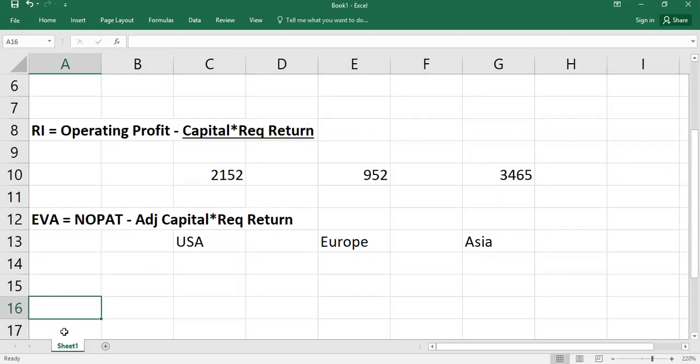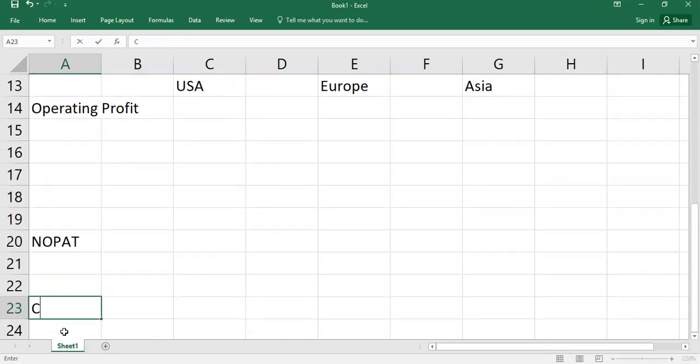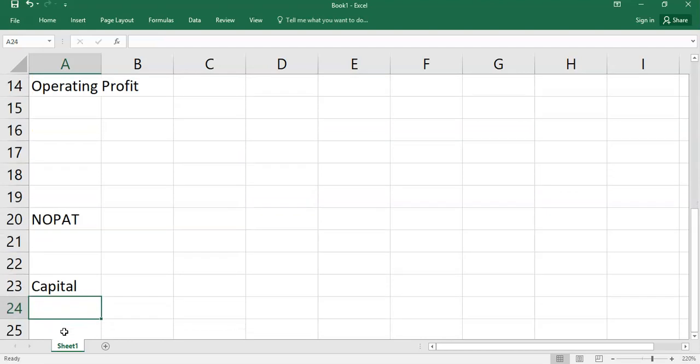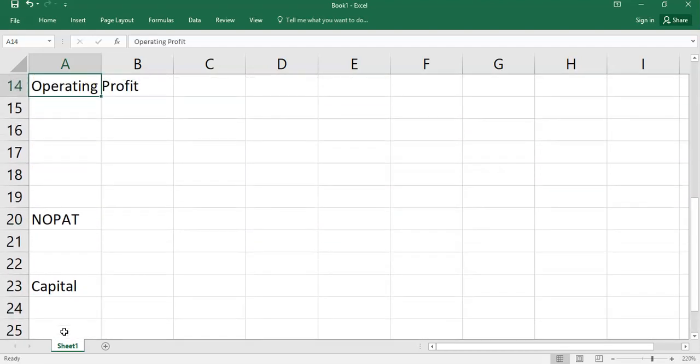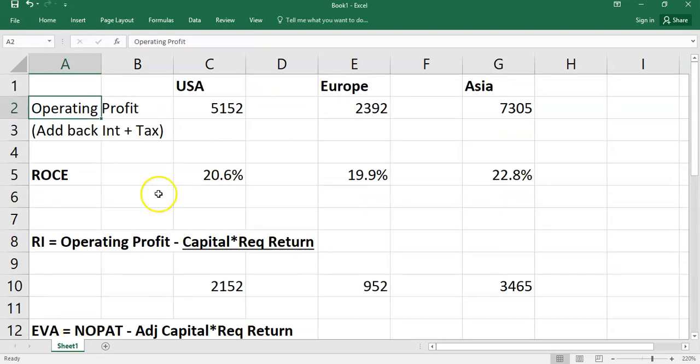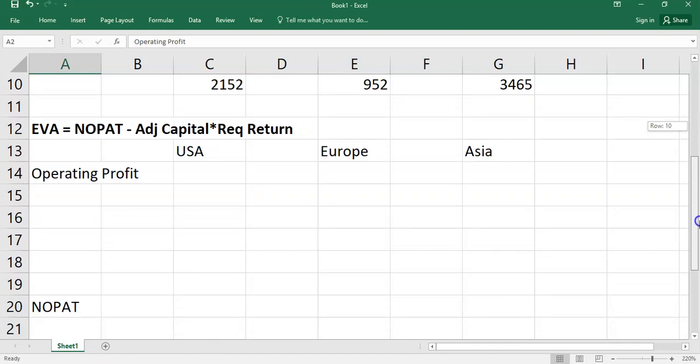The only trick is here you have to make adjustments. And you should have a detailed cheat sheet now of all the adjustments for EVA. You start with operating profit and you make adjustments to get to your NOPAT, which is net operating profit after tax. Likewise, you start with your capital figure and you make adjustments to get your adjusted capital figure. So you're still using the financial figures above, the accounting based figures, but you're adjusting them for accounting limitations.